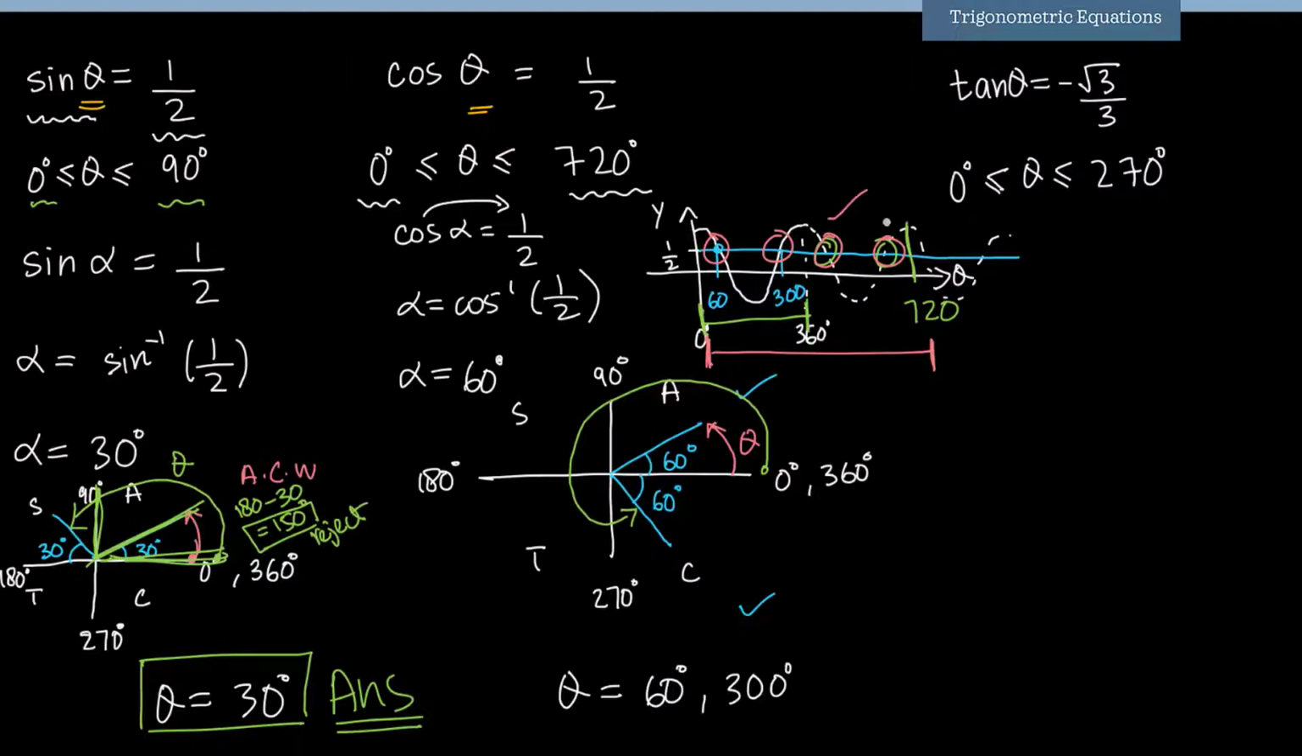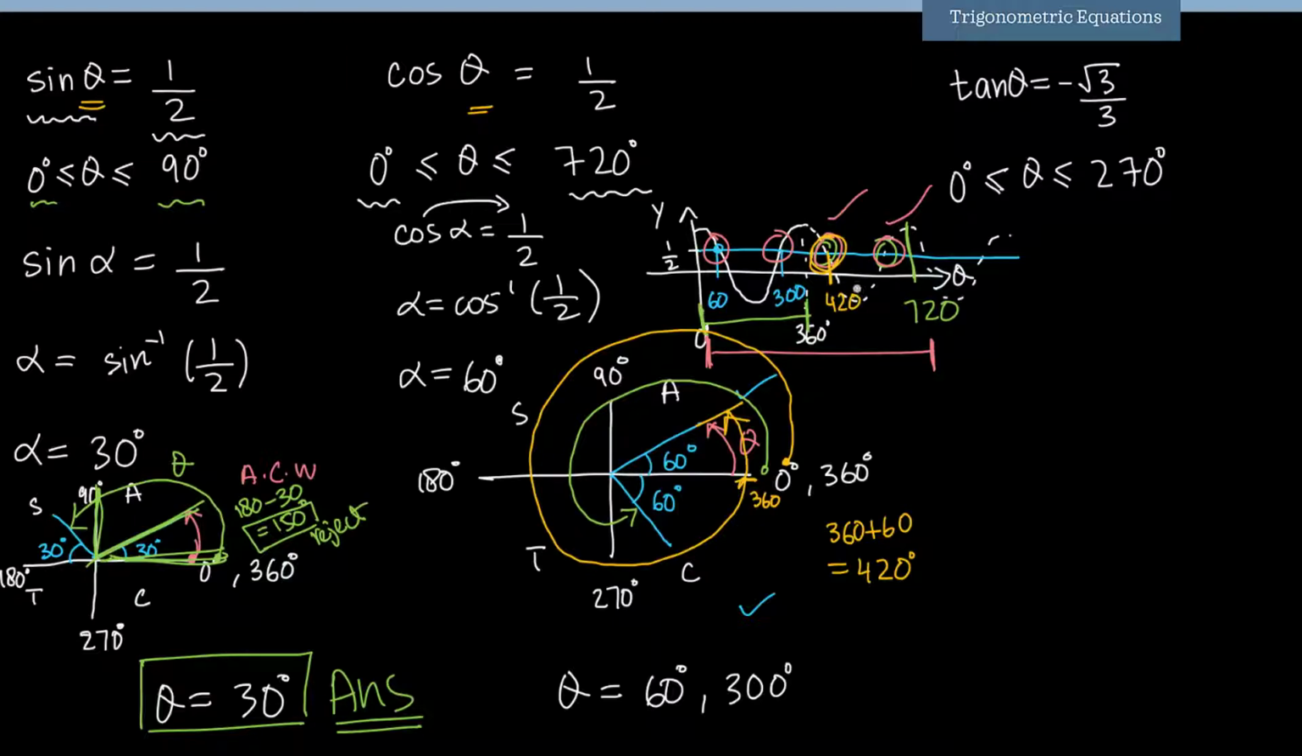So to calculate these two values, what I'm going to do, I'm going to start again from 0 degrees and go all the way up to 360 degrees and go past this 360 degrees up to this line of the reference angle. This is going to be my third value of theta. And since one complete cycle is 360 degrees up to here, then this yellow angle is 60 degrees greater than 360 degrees. And 360 plus 60 is equal to 420 degrees. So this angle over here is 420 degrees. This is my third angle.